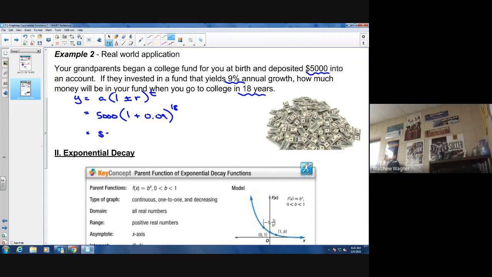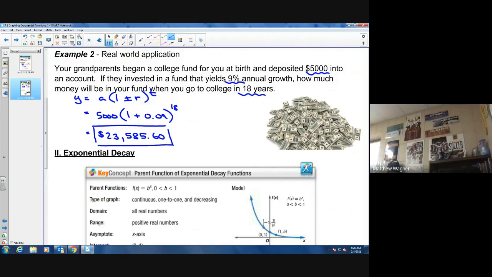So we're going to let it grow for 18 years. After 18 years, we wind up with a fund that has $23,585. And since we're talking money, I'm going to round to the nearest penny, which is 60 cents. So that's a pretty sweet deal from your grandparents. They gave you $5,000. In 18 years, it turned to $23,585.